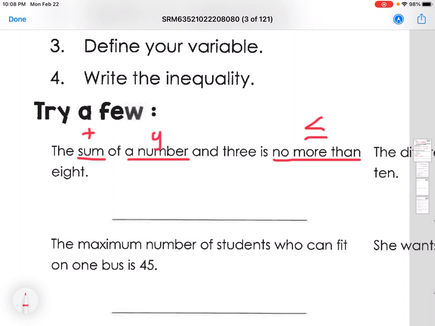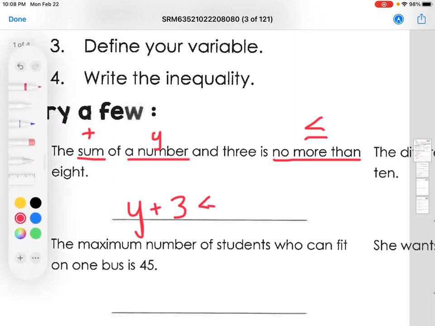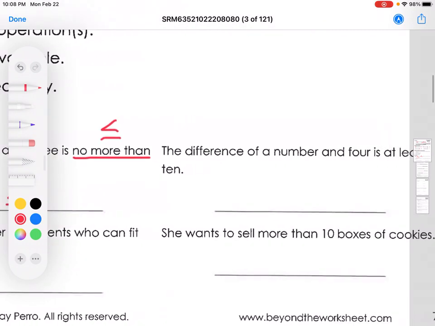So the sum of a number and 3 is no more than 8. Now I can write my inequality. So I know that y plus 3 is not more than 8, but it doesn't say that it can't be 8. I just know that it's not more than 8. So it'd be y plus 3 less than or equal to 8.